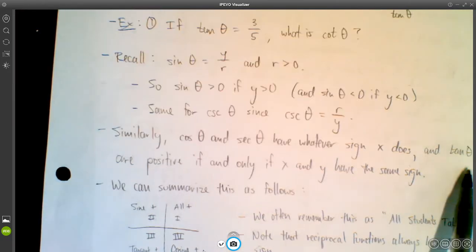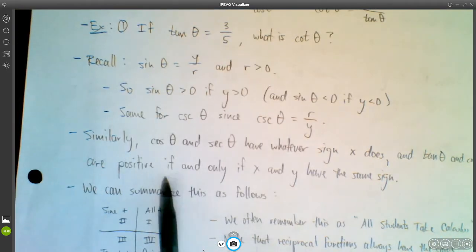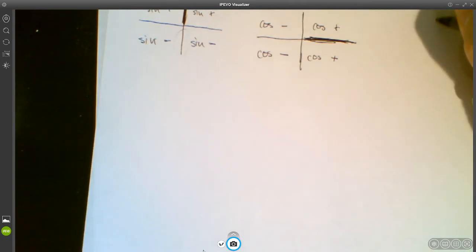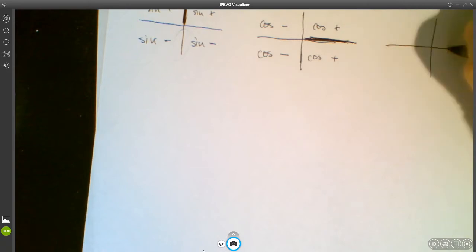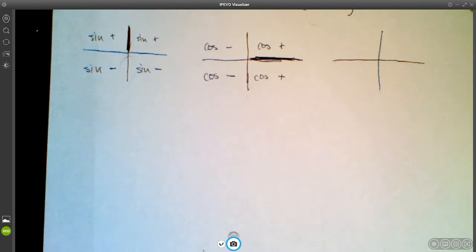And then finally, for tangent and cotangent, these things are positive if and only if x and y have the same sign, right? Because tangent is y over x and cotangent is x over y. So if x and y are both positive, then tangent's going to be positive. If x and y are both negative, then tangent's going to be positive, right? Because a negative divided by a negative is a positive. But if x is positive and y is negative, or if x is negative and y is positive, then tangent is going to be negative, right?